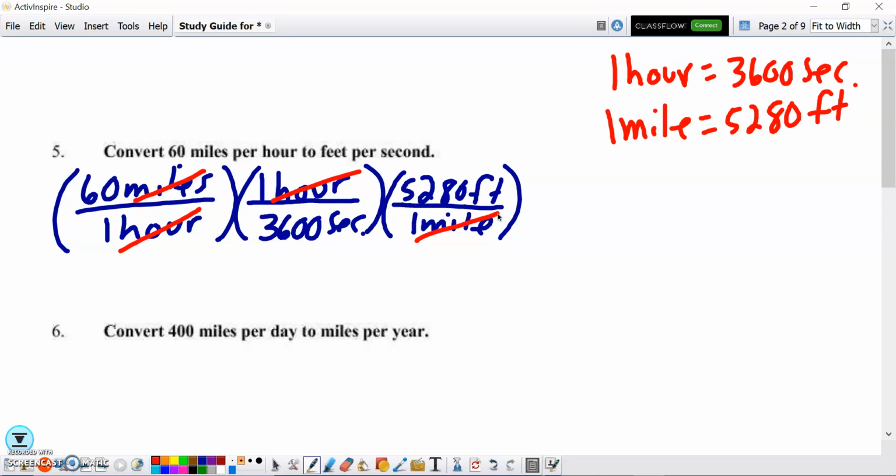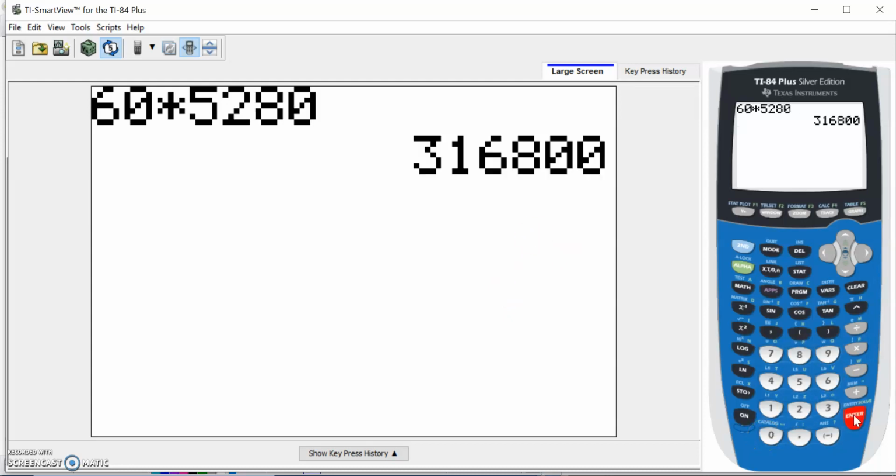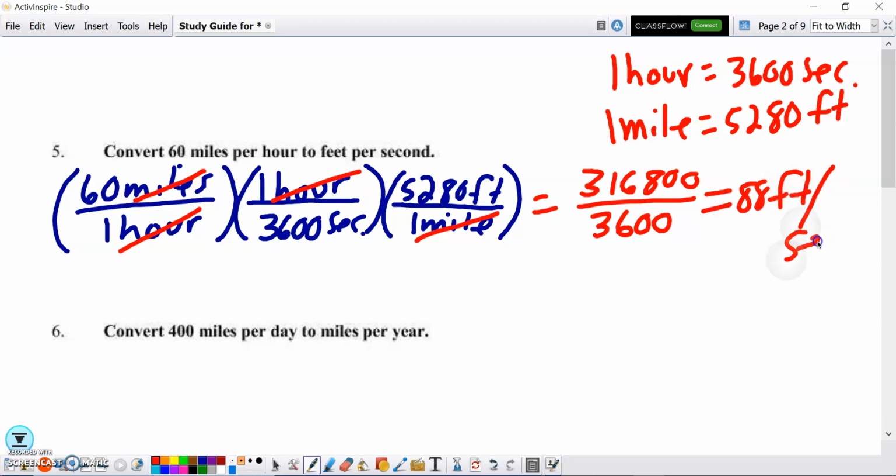All right, so let's see, 60 times 5,280. And it looks like 316,800. Divided by 3,600. And that is going to give me 88 feet per second.